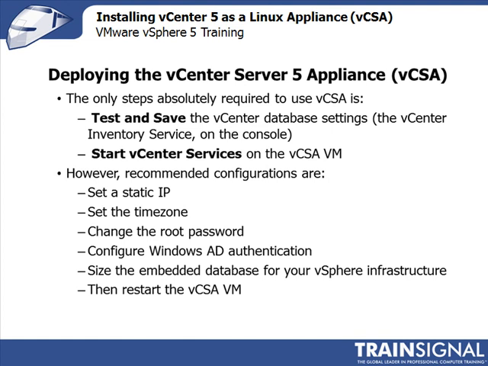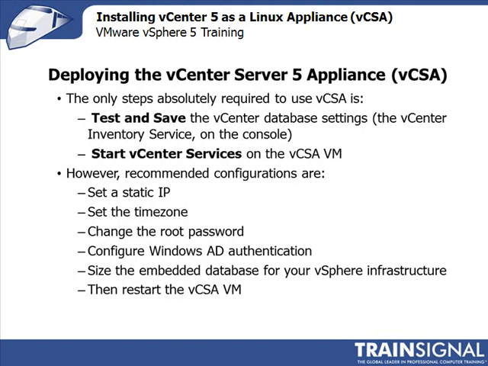However, there's a number of other recommended configurations I think you should make. Like I said, you should set the static IP address for the vCSA virtual machine. You should set the correct time zone. You should change the root password, of course, for security reasons, from VMware. And then I recommend that you configure Windows Active Directory authentication. This is going to make logging in to the vCSA with the vSphere client more like logging in to vCenter that's running on a Windows member server. In other words, you'll be able to log in using your Windows Active Directory credentials.